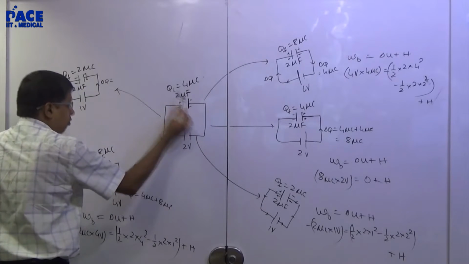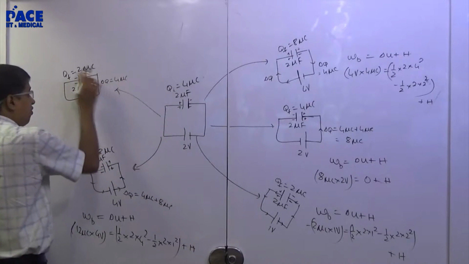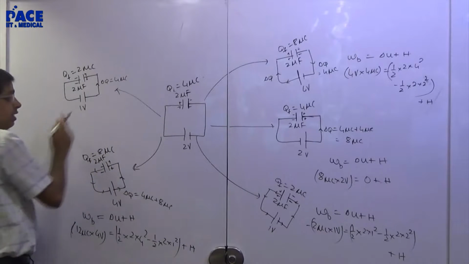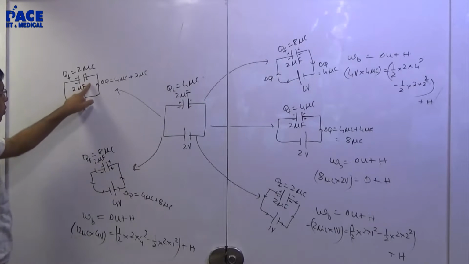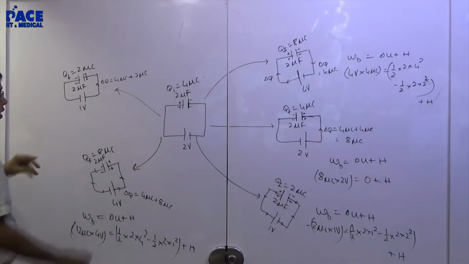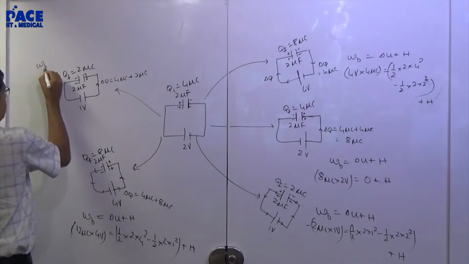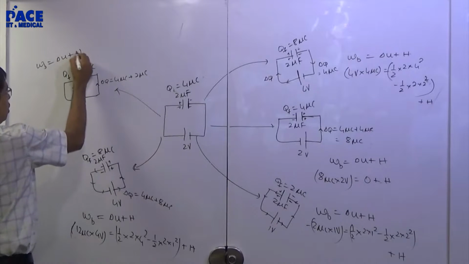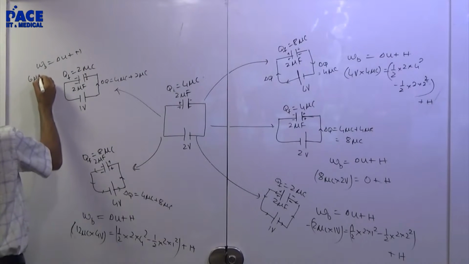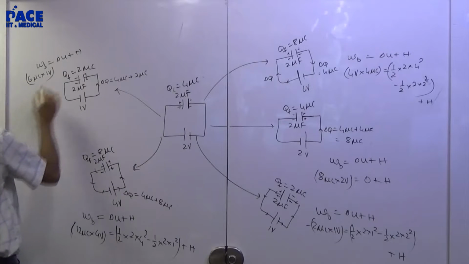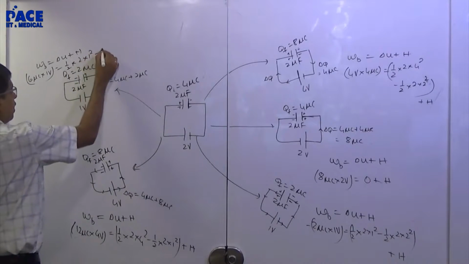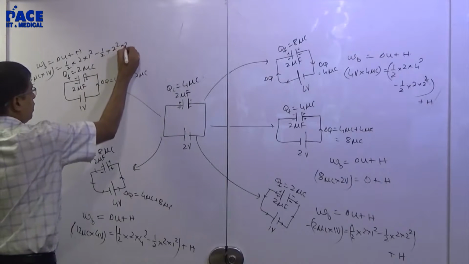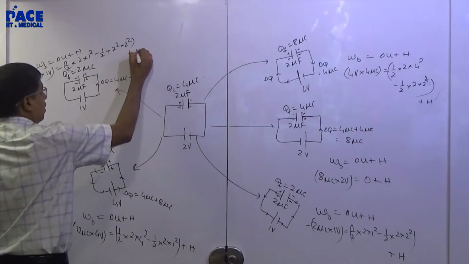First you should send 4 microcoulombs to nullify the existing polarity. Then you will send 2 microcoulombs to recharge it. Right? Hence, work done by the battery is delta U plus heat loss. Work done by the battery will be 6 microcoulombs into 1 volt, 6 microjoules. Half into 2 into 1 square minus half into 2 into 2 square, plus heat loss.